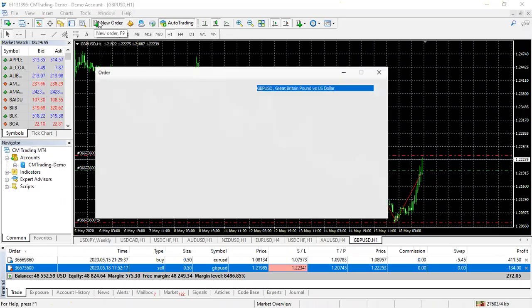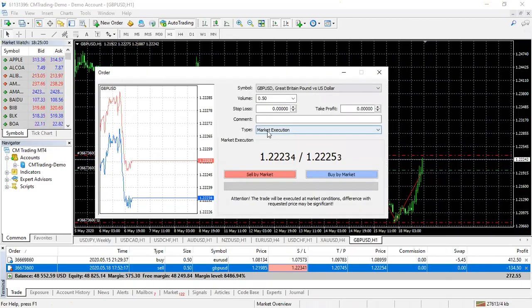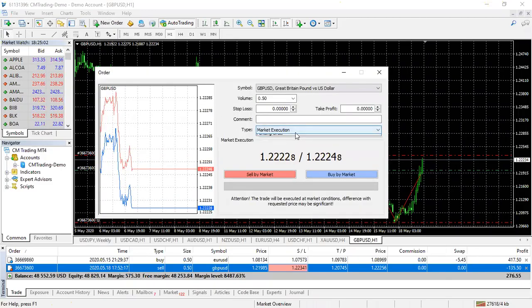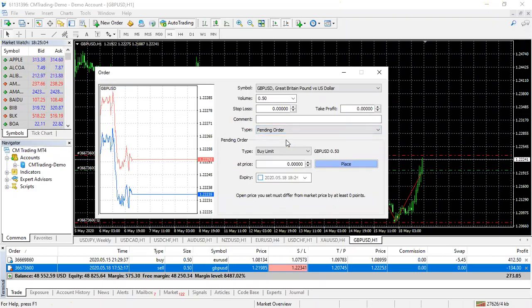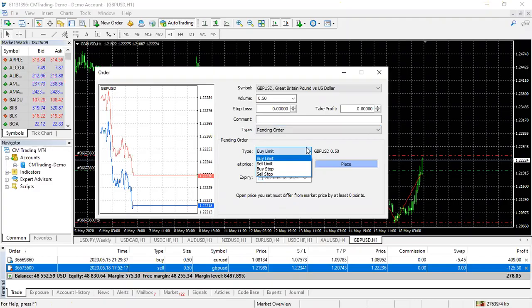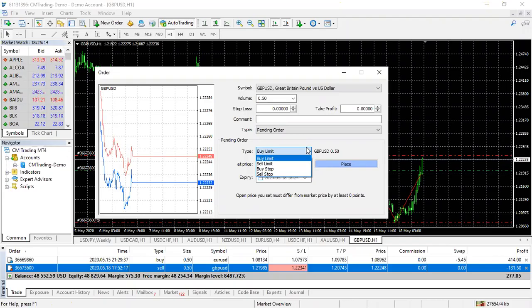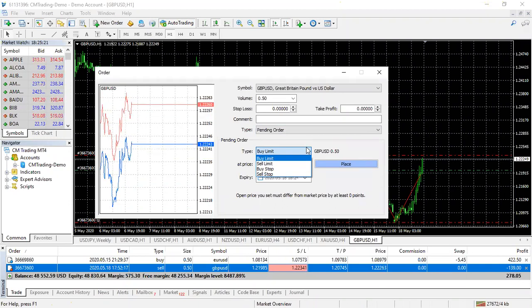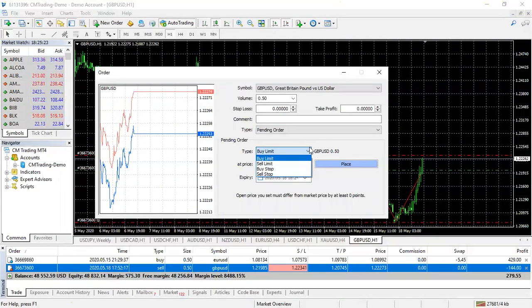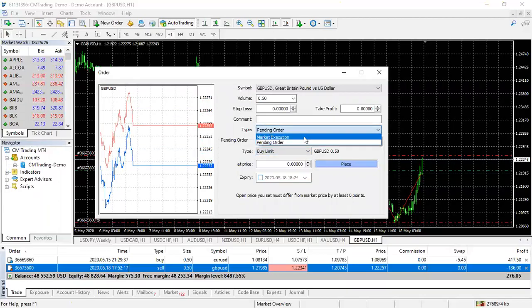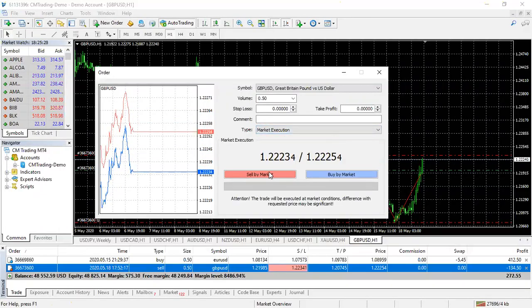Then when it comes to types of orders, we have market execution and we have pending orders. Pending orders basically, you expect, okay, there's buy limit, sell limit, buy stop, sell stop. In short terms, you expect the market to reach a certain point and it activates. Okay, there's more to this, we're going to look at them later on, but that is the logic behind pending orders. But for now, use market execution. So you either sell by market or buy by market.